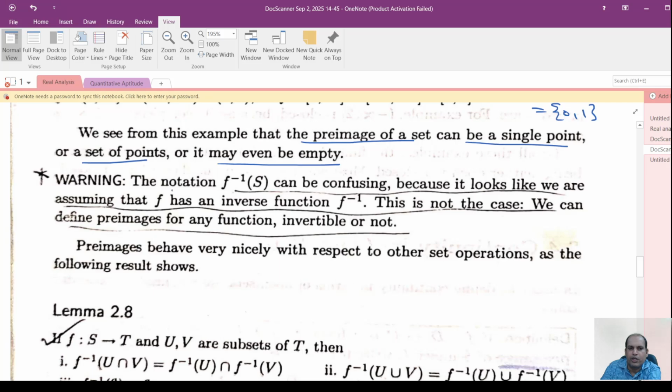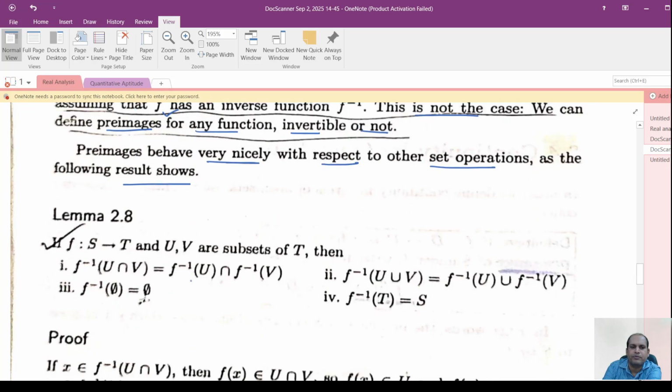The notation F inverse S can be confusing because it looks like we are assuming that F has an inverse function F inverse. This is not the case. We can define the pre-image for any function, invertible or not. Pre-images behave very nicely. Very nicely here stands for the fact that we will get equality with respect to other mathematical operations, as the following results show.